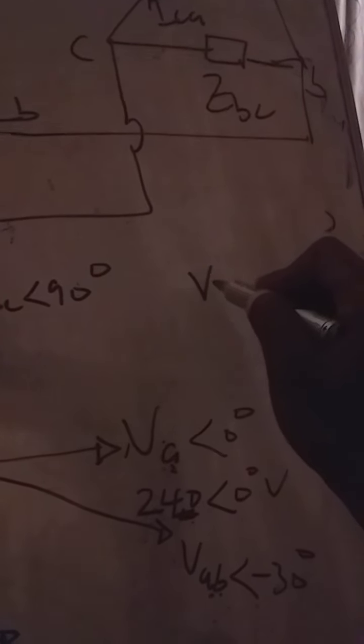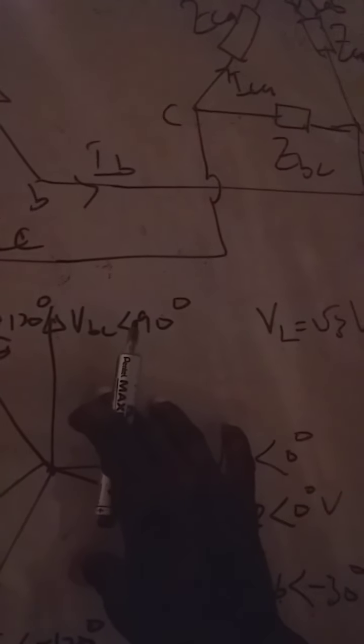So now let's look at it. The VA is 240. VAB is different from VA. VA is phase voltage. VAB is line voltage. What is the relationship between phase voltage and line voltage? Our line voltage is √3 times phase voltage. Let's not forget that we are working here on the supply. The phasor diagram is for the supply.